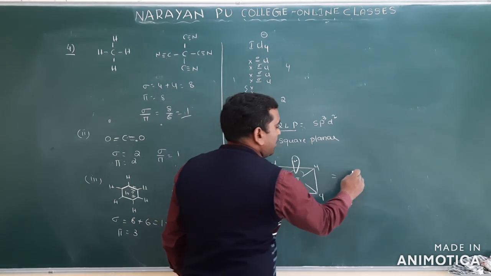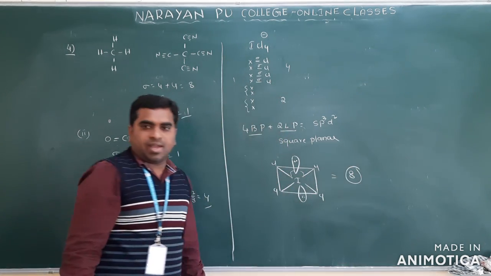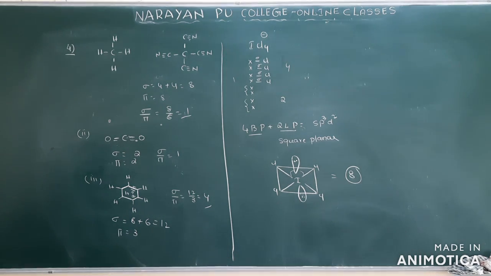So in total, how many lone pair-bond pair repulsions will be there? There will be 8. Clear? So this is about that.